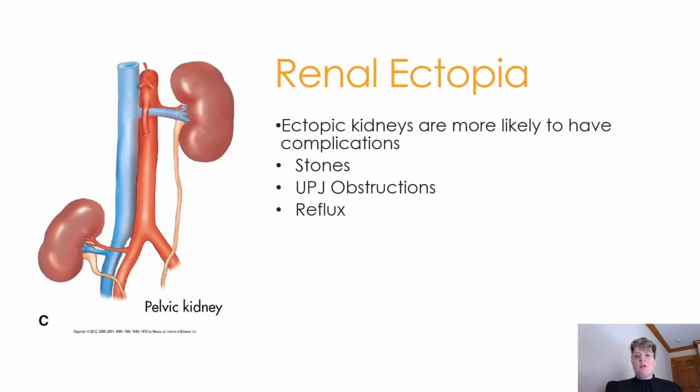As I had mentioned before, ectopic kidneys are more likely to have complications. They're more likely to develop stones, UPJ obstructions, which are obstructions that are up at the pelvis of the kidney, or they might undergo some reflux. Reflux means urine traveling in the wrong direction, and that makes sense for that pelvic kidney. It has such a short ureter that it would be very easy for urine to reflux back into the kidney.